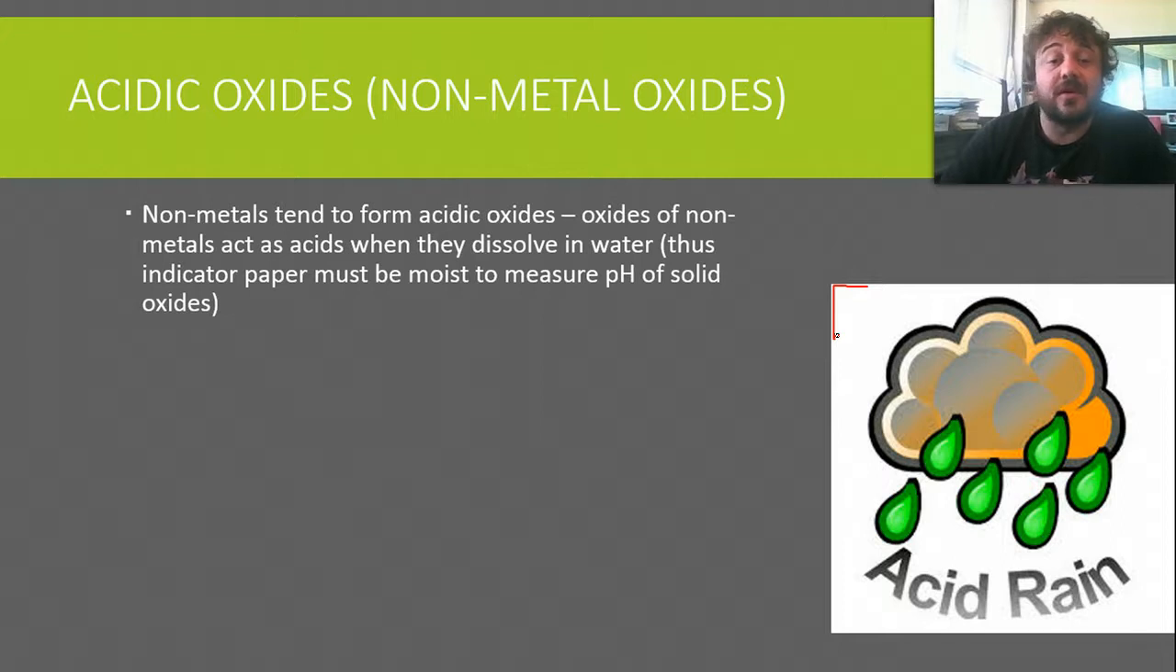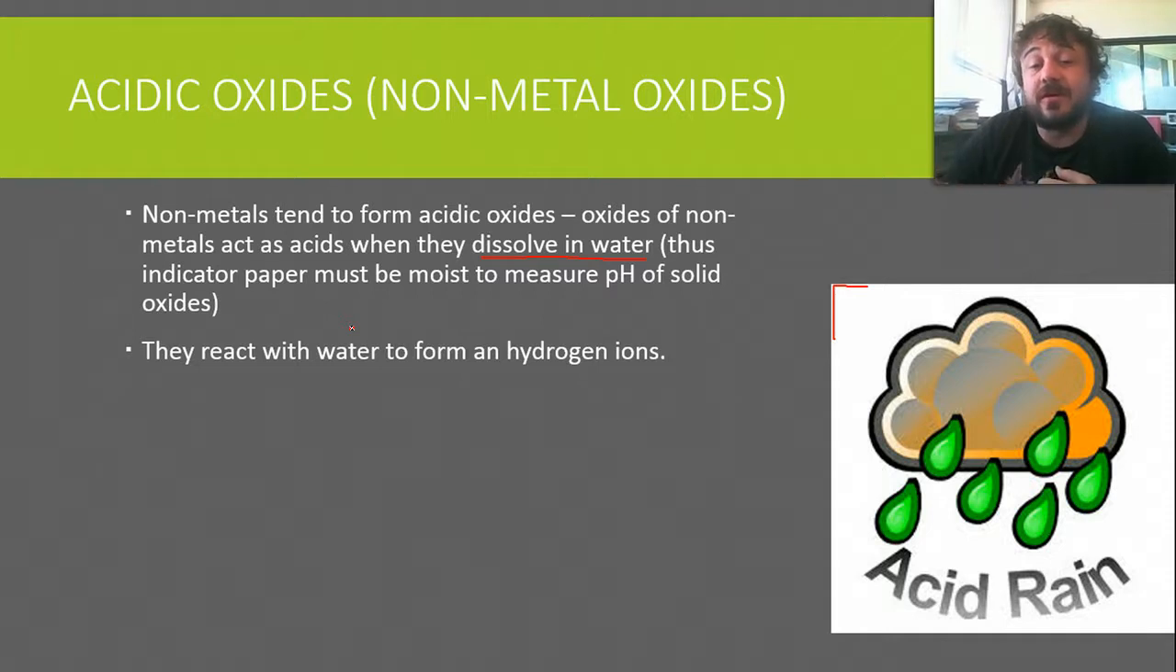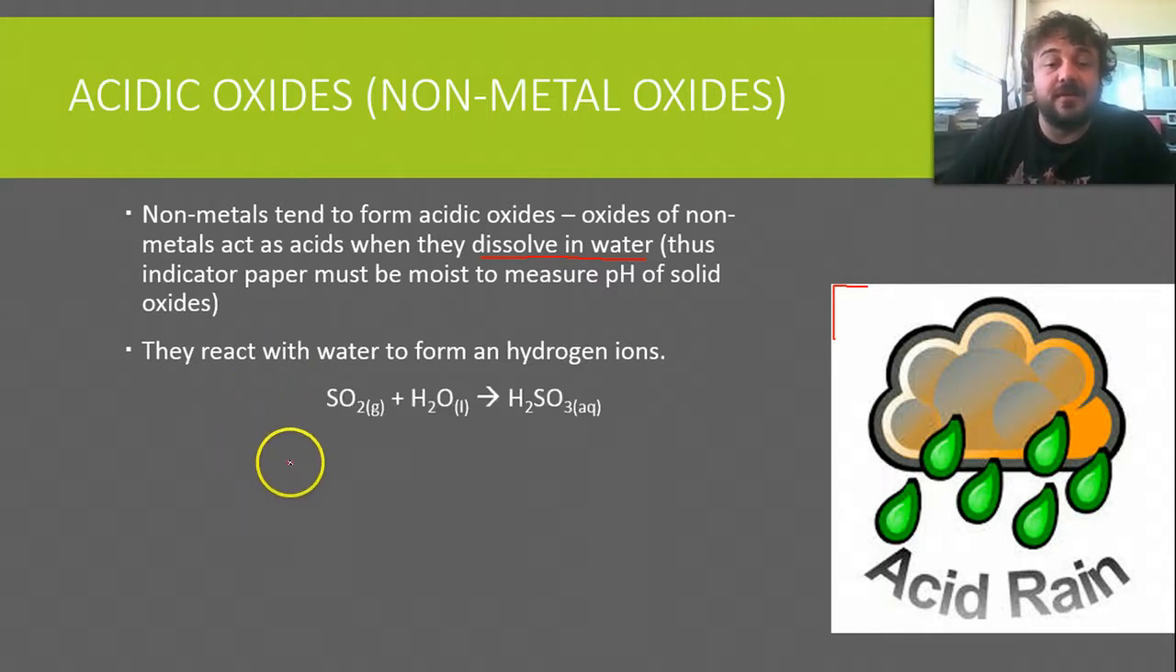So when they're dissolved in water, that's the important part. Indicator paper must be moist to measure the pH of solid oxides. They react with water to form an acid, which will form hydronium ions. So here we go from sulfur dioxide, dissolve it in water, so it's the gas dissolving into a liquid, and we end up with sulfurous acid. So it's not sulfuric, it is sulfurous acid. Sulfuric has 4 oxygens.